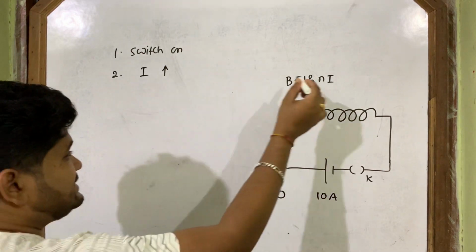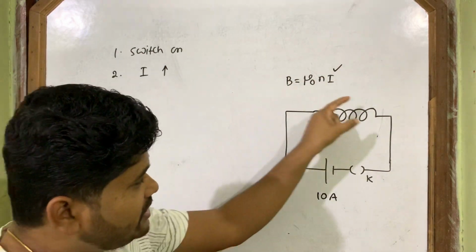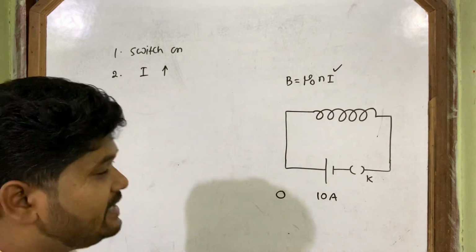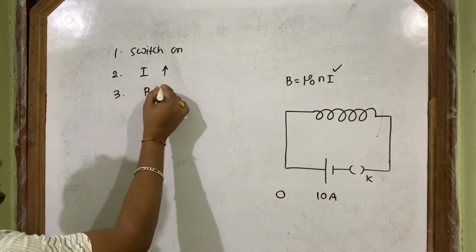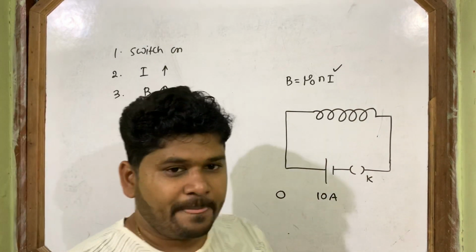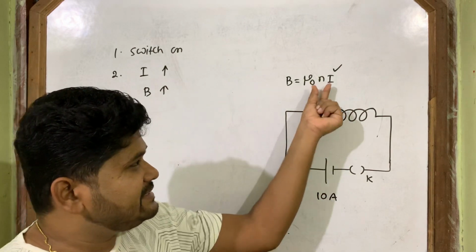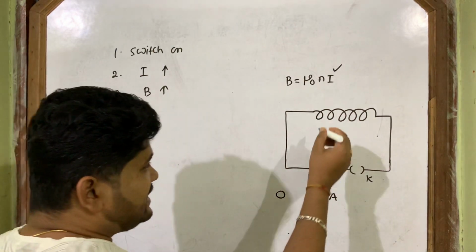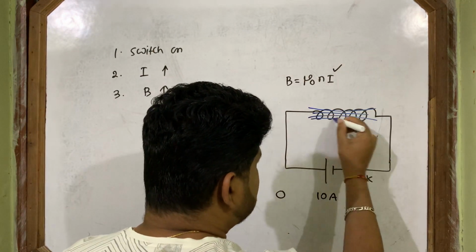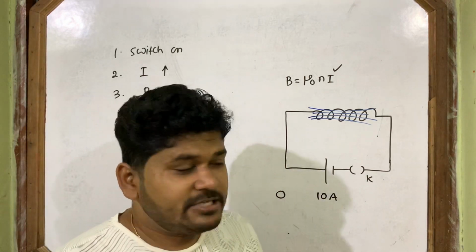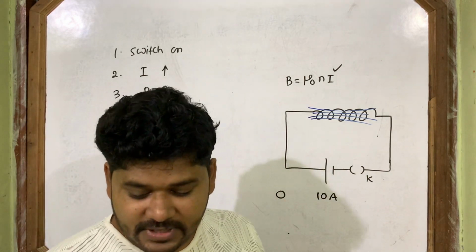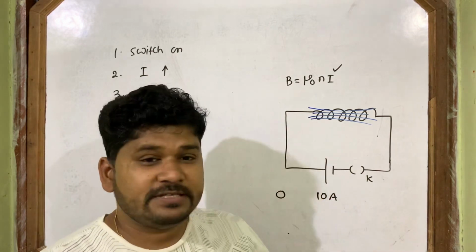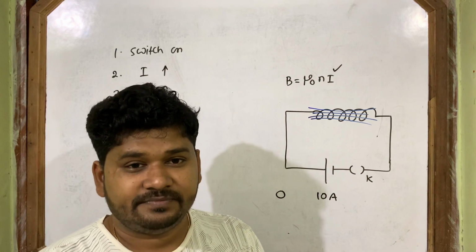When current passes, it behaves like a magnet. But when current increases, what happens to its magnetic field? Its magnetic field increases. Next step is that the magnetic field increases. Magnetic field means it provides lines of force here. Here also lines of force are present, its own lines of force. These lines of force are not of any other magnet. They are its self lines of force, its own lines of force.